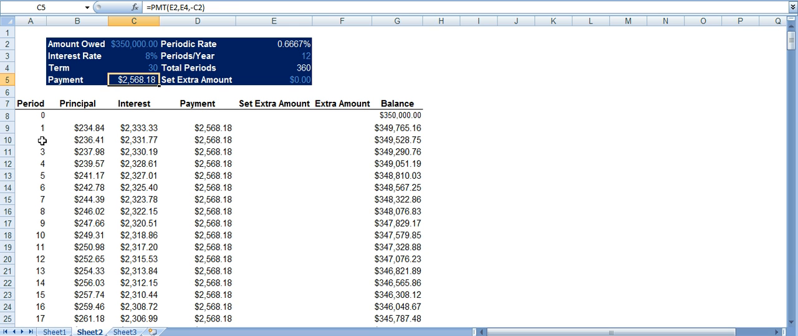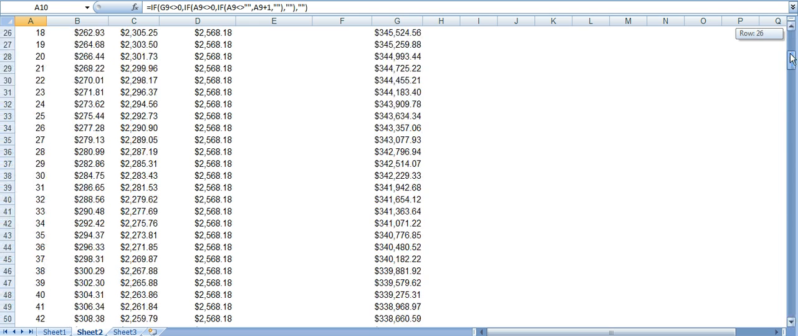Then we make the period column using this formula. If the previous balance is 0 and if the previous period number is 0, if the previous period is null, then we do +1 to the previous period number, and we drag that down for 360 periods.